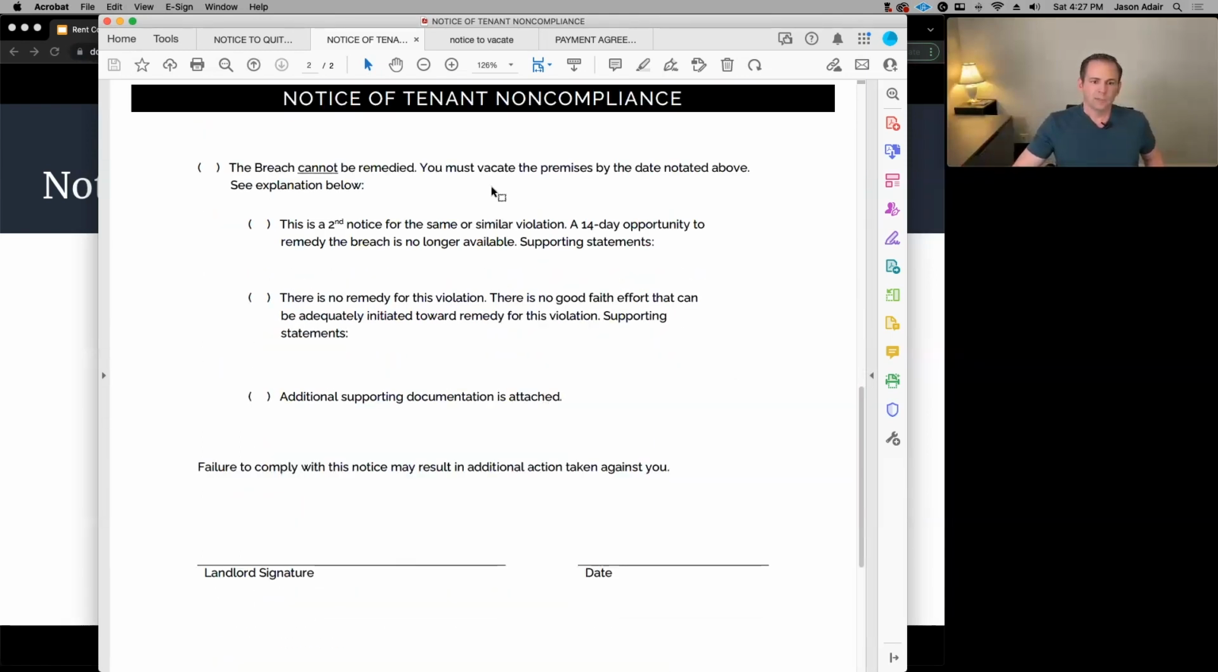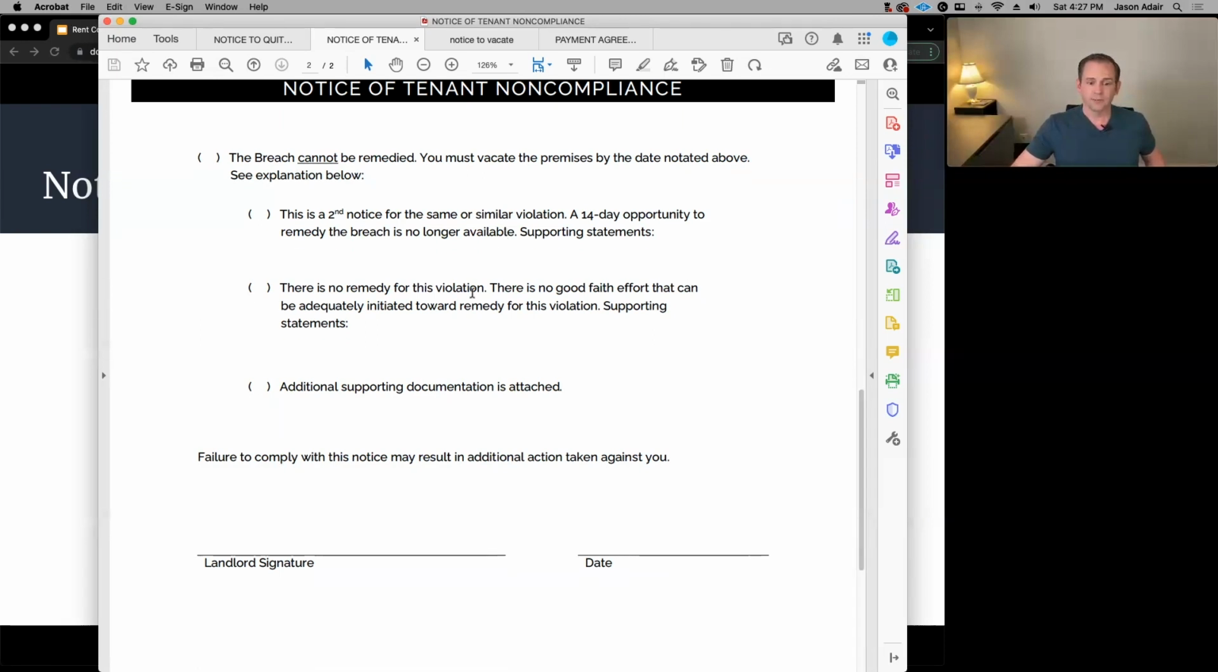So with this particular one, again, like I said, this is a good example of both the notice to comply and a final notice of non-compliance, which we're going to look at a notice of non-compliance exclusively as well. But this is also stating that if this is non-compliance, this section is marked. The breach cannot be remedied. You must vacate the premises by the date noted above. For what reason? This is the second notice of the same or similar violation, like we talked about. There is no remedy for this violation.